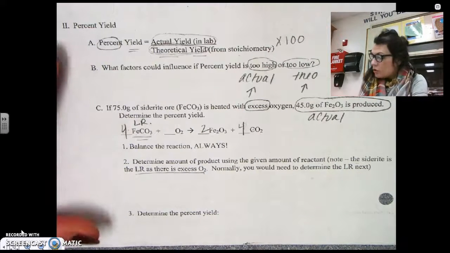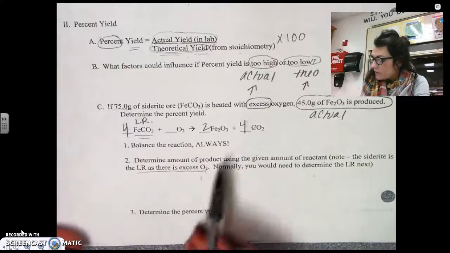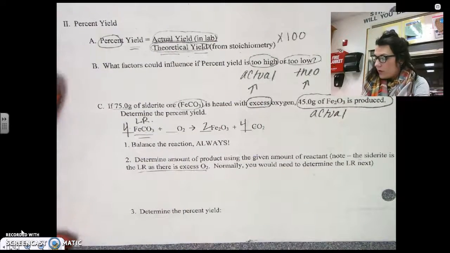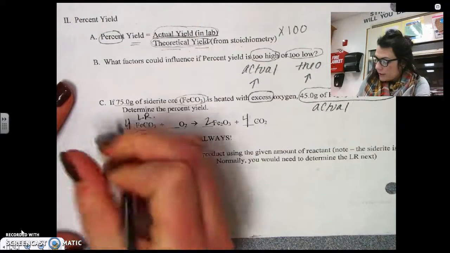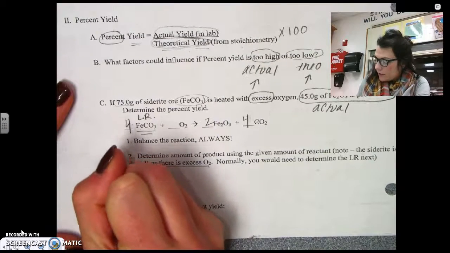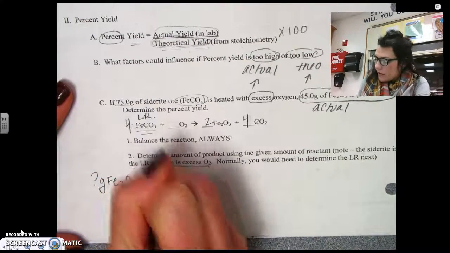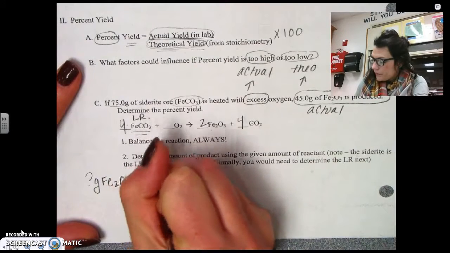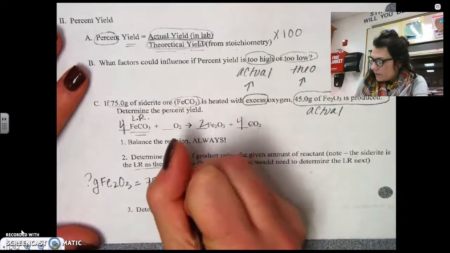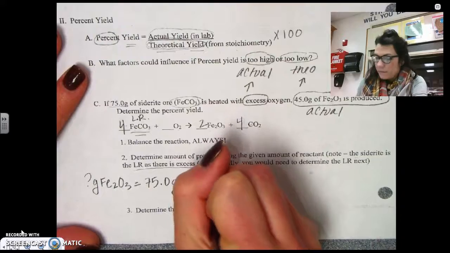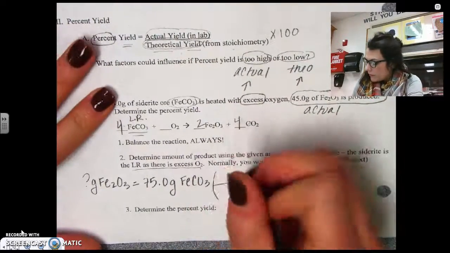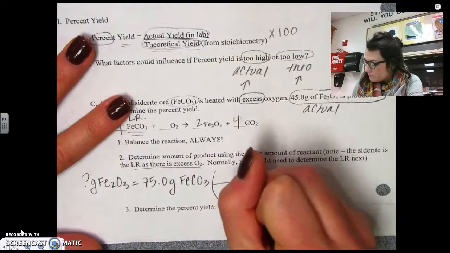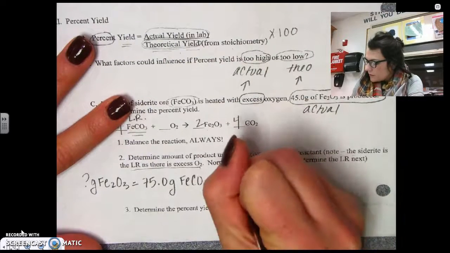So I'm given 75 grams of my siderite ore, and I need to convert to iron 3 oxide. So I'm going to say question mark grams of iron 3 oxide is equal to my 75 grams of siderite ore, which is FeCO3. So I'm going to need to convert. I need to put my grams in the bottom, and I need to put my moles in the top.